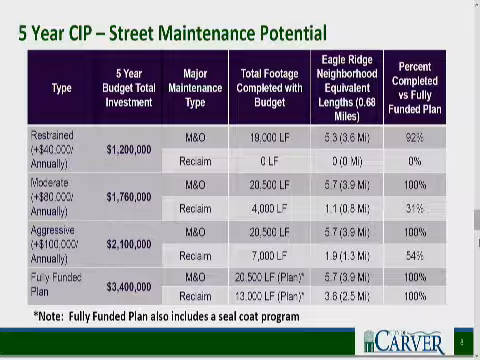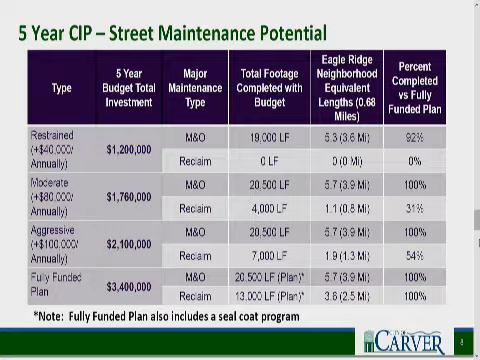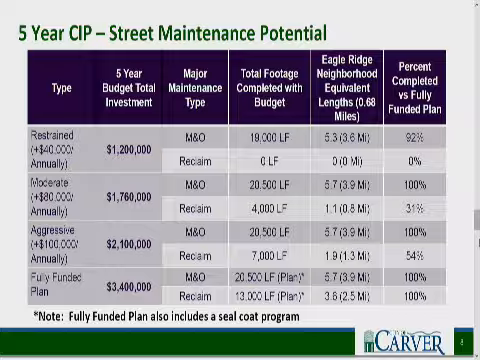So the aggressive provides even a little bit more flexibility. Same amount of mill and overlays, about 6 of those neighborhoods, but we'd be able to do about 2 reclaim projects in the next 5 years, which is about half of what the ideal fully funded plan is. And then lastly, the bottom row simply shows the fully funded plan, and the asterisk note on the bottom, that included a full seal coat program and that $3.4 million.